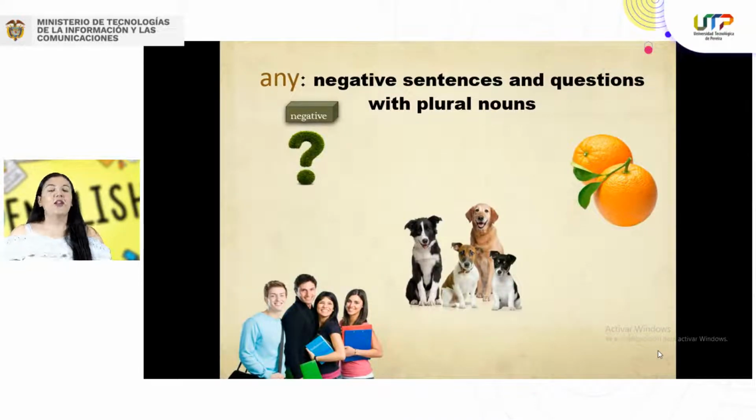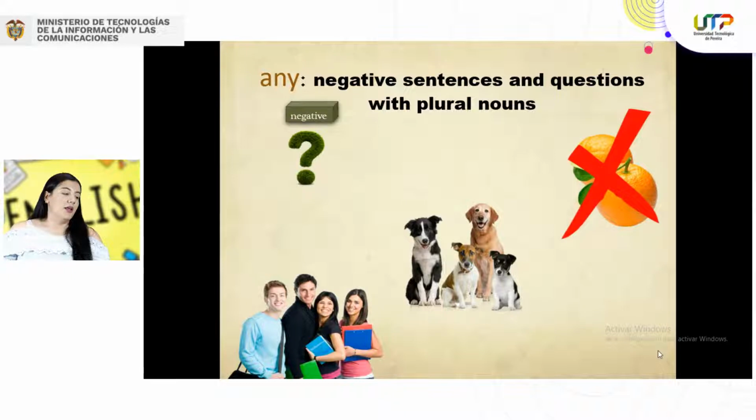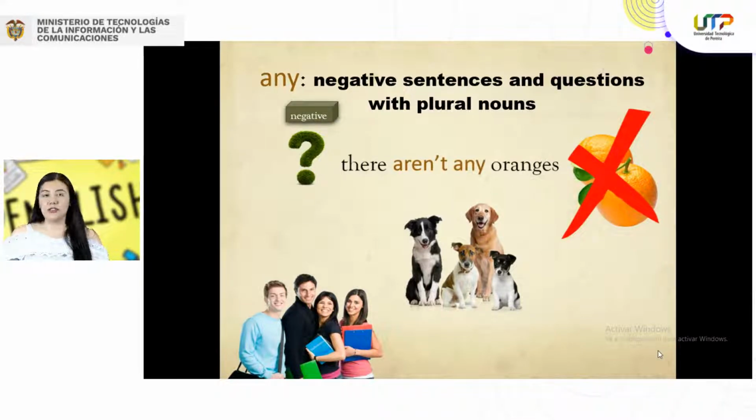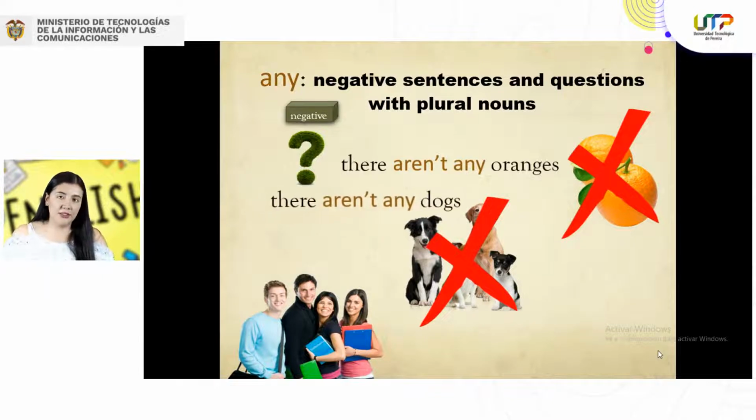Any lo usamos solamente para negativo o para preguntas. Y lo podemos usar con ambos. Singular or plural nouns. Okay, so let's take a look at this. So let's see. There aren't. Look, this is negative. That's why I can use any. There aren't. Recuerden que ese aren't es la contracción de are not. There aren't any oranges. There aren't any dogs. Yeah, there aren't any dogs.